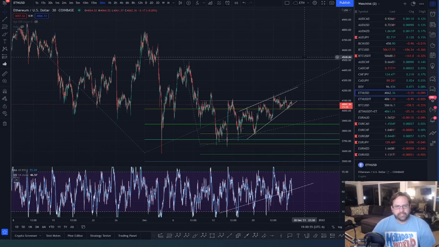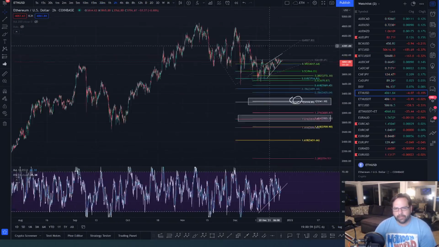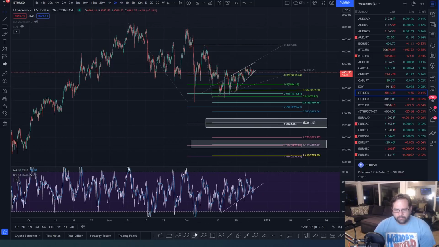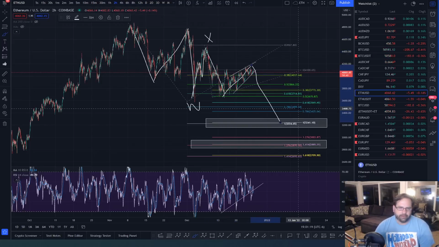All right, so you'll notice here, this is Ethereum. Let's go to the 2-hour chart here. There we go. Lots of stuff going on this chart, I know, but the fibs are my target zones here. The way I'm looking at Ethereum right now is I've got a 3-wave move first, and then I've got this 3-wave move there. So I'm going to call this W. We're going to call this X. Now we're looking for this 3-wave move to finish down here for Y.